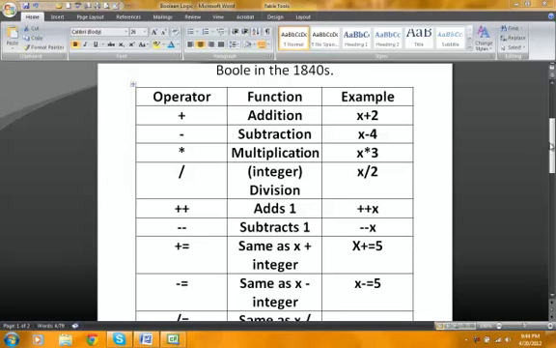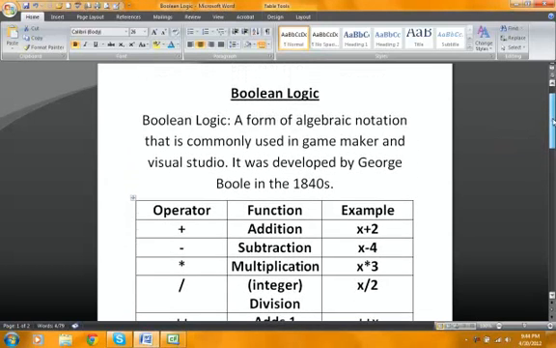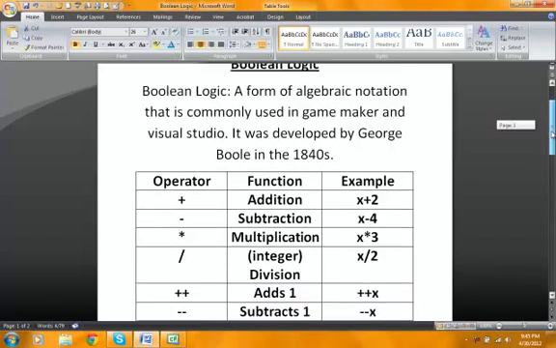In this computer tutorial video, I'll be teaching you about Boolean logic. All Boolean logic is, is a form of algebraic notation that is commonly used in GameMaker and Visual Studio. It was developed by George Boole in the 1840s. And you may be asking yourself, why is this relevant? Well, soon in class we're going to be starting a project that requires AI, or artificial intelligence, in the game, and this will help you greatly.